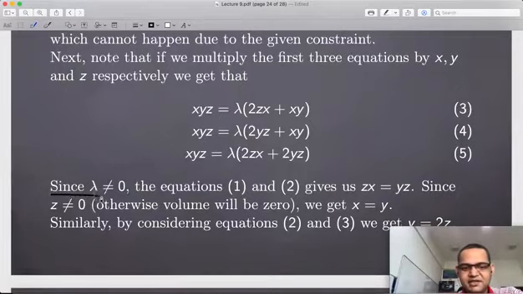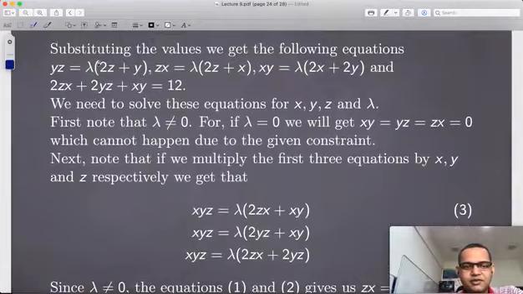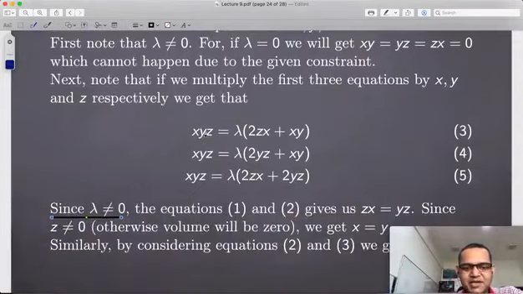Here I have written that lambda cannot be zero. Why? Because look here, if lambda is 0, then yz will be 0, zx will be 0, xy will be 0, so the surface area will be 0. There is nothing to maximize, correct? So this lambda is non-zero. These kinds of conclusions you have to make depending on the problem.